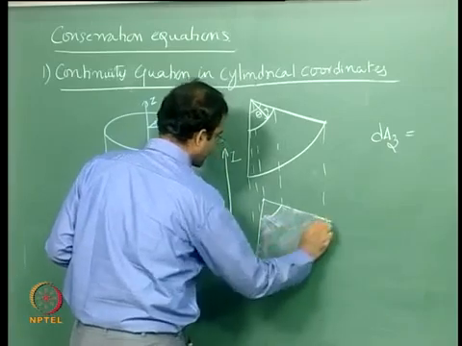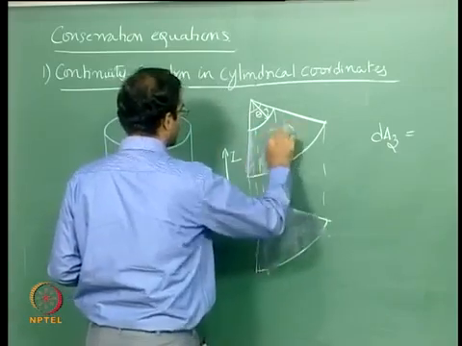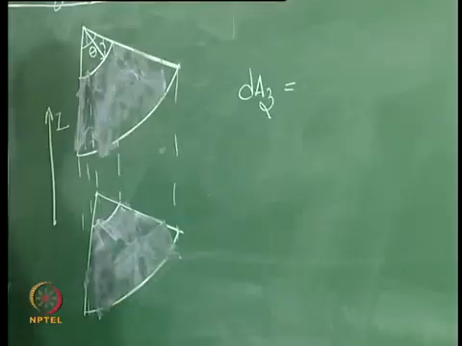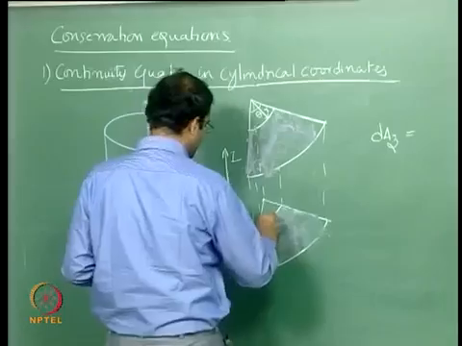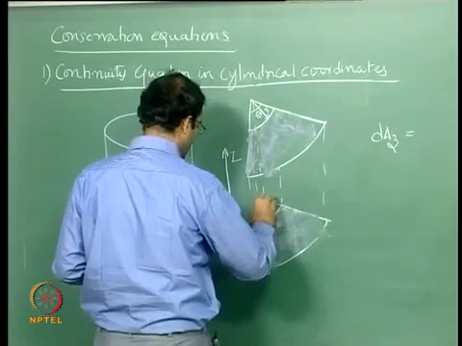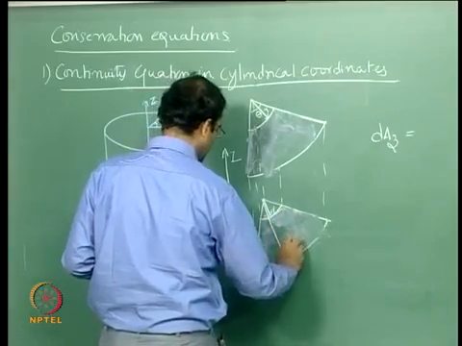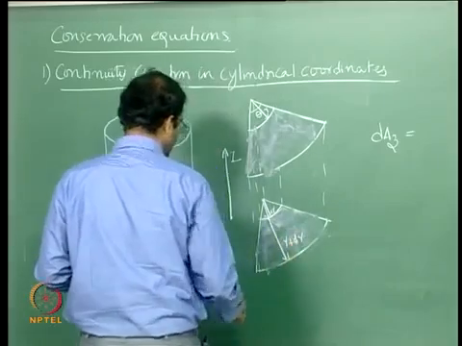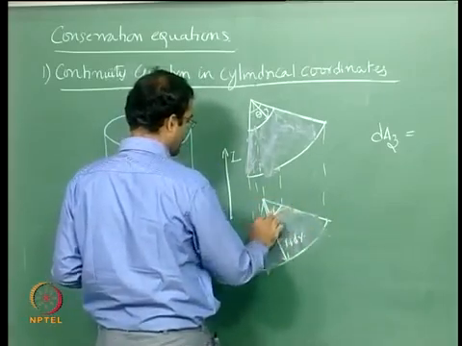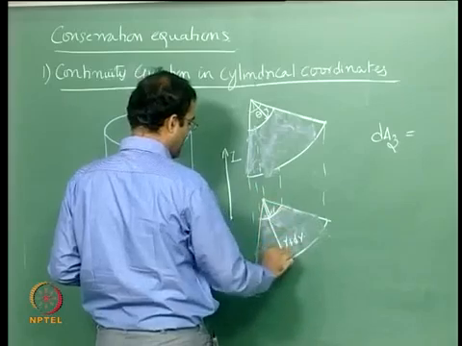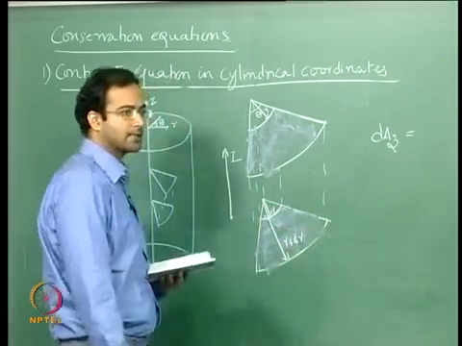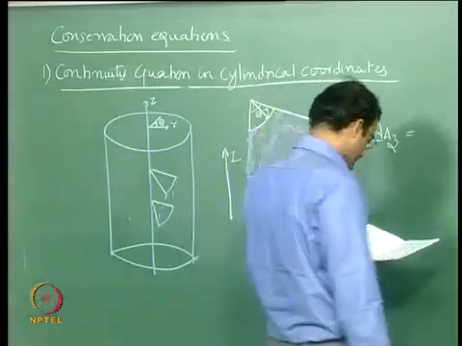So this shaded region here, the top and the bottom areas, is your dAz. If you say that this is your radius r and this is your radius r plus dr, then the shaded area is basically the area of the sector of radius r plus dr minus the area of the sector of radius r. If you subtract these two areas, you get the resulting differential area dAz.